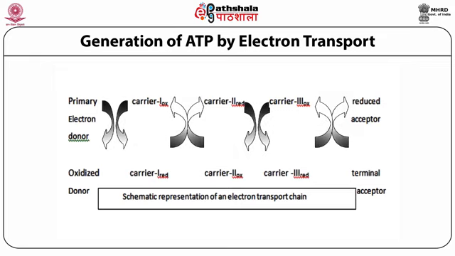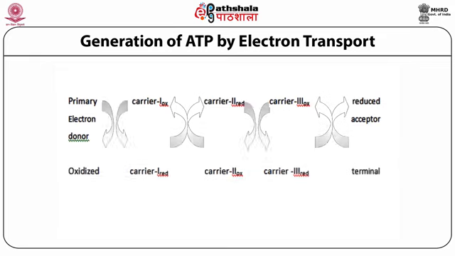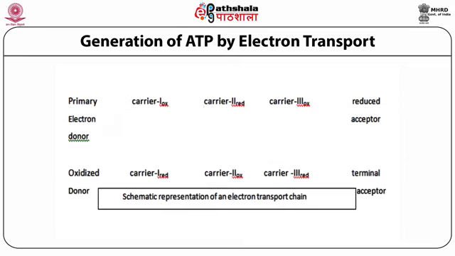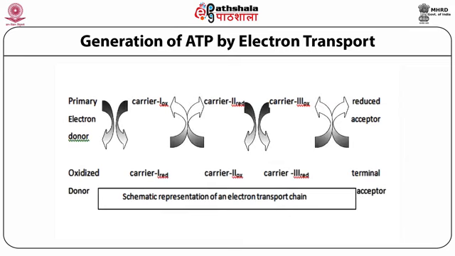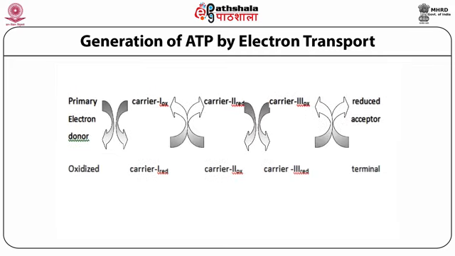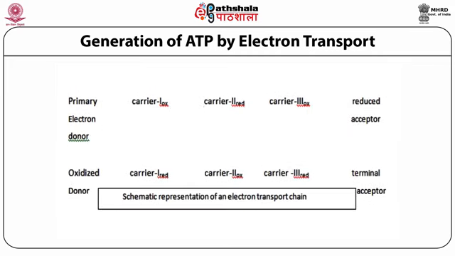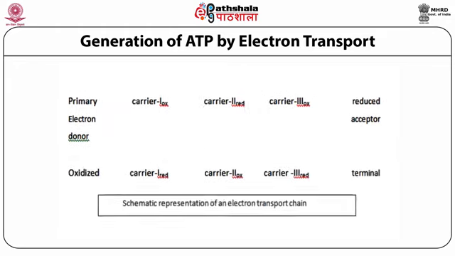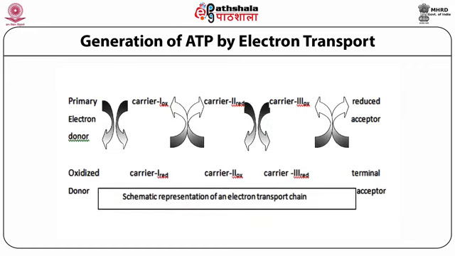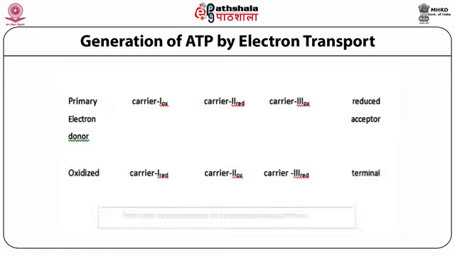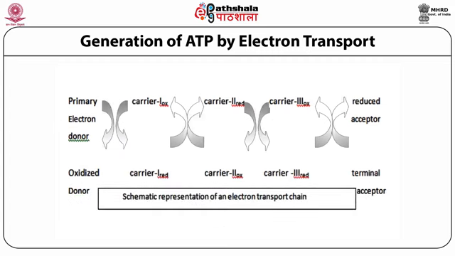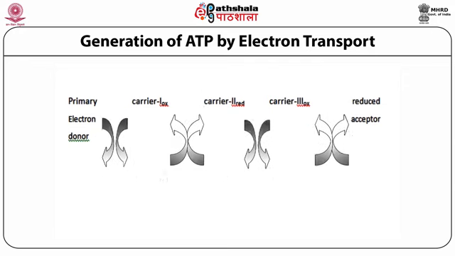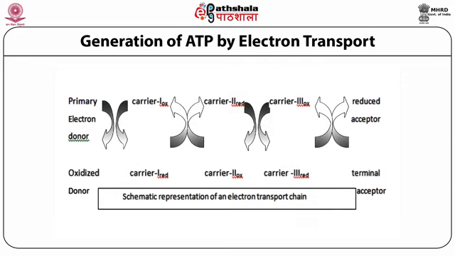F0 contains 1 A subunit, 2 B subunits, and 9 to 12 C subunits. The stator arm is composed of subunit A, 2 B subunits, and the delta subunit. It is embedded in the membrane and attached to the F1. A ring of C subunits in F0 is connected to the stalk and may act as a rotor and move past the subunit of the stator. As the C subunit ring turns, it rotates the stalk.